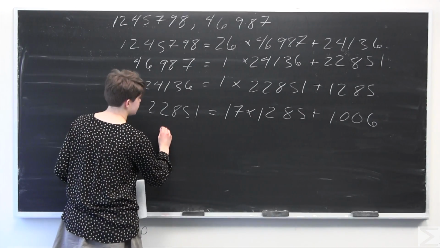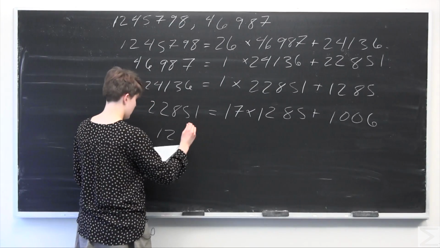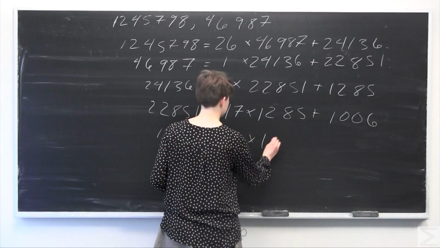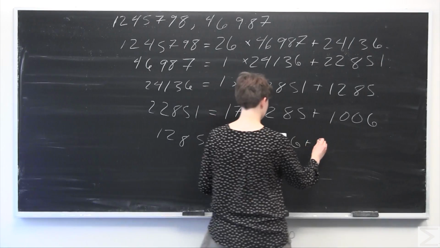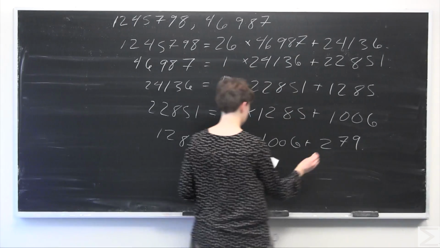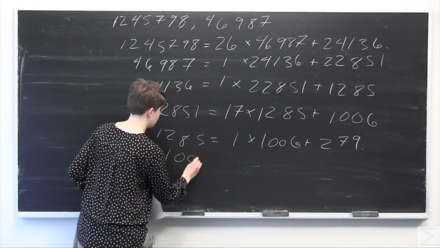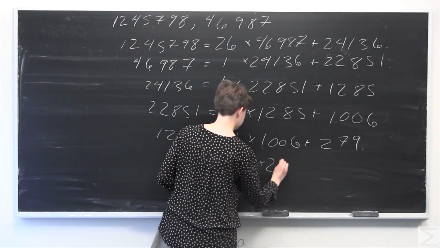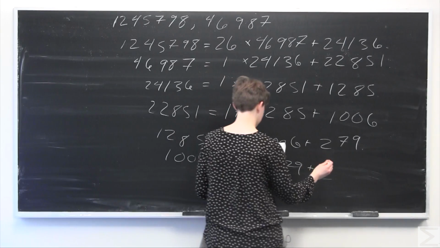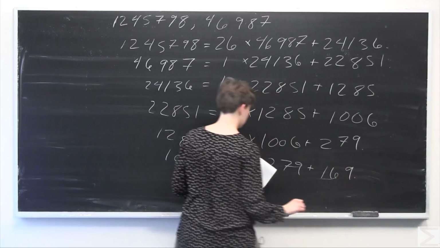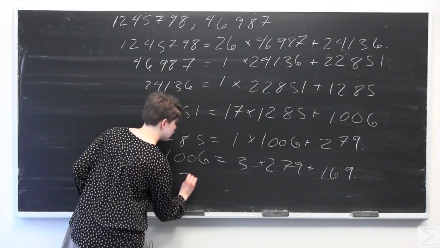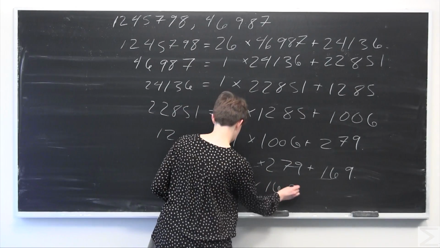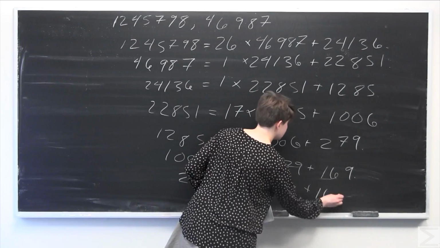Same process again. We have 1,285 is equal to 1 times 1,006 plus a remainder of 279. Same process again. 1,006 is equal to 3 times 279 plus 169. Then we bring the 279 over, so 279 is equal to 1 times 169 plus our remainder 110.